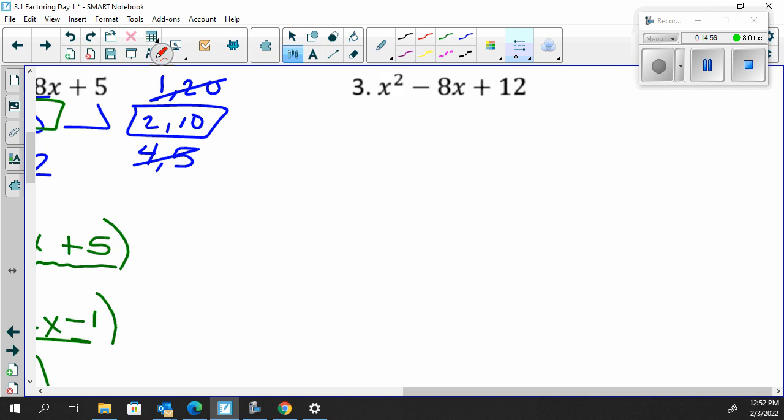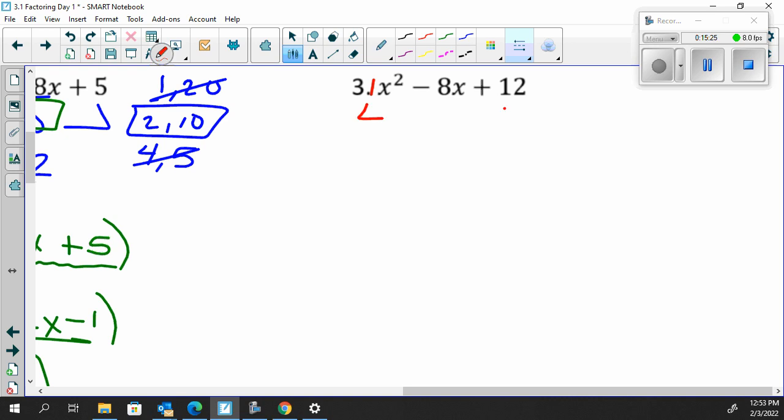x squared minus 8x plus 12. Same process, I'm going to go through this a little bit faster. I'll pick up the pace a little bit. Remember, you don't have to be a pro today, by any means. It'll get easier the more we do it. Alright, A times C. What is A? It's 1. There's nothing in front of it, so we know that there's a 1.